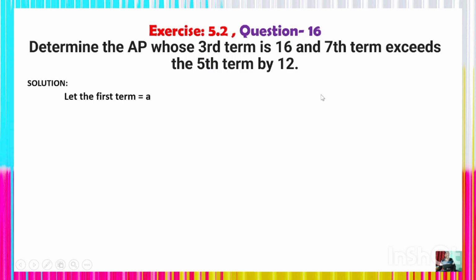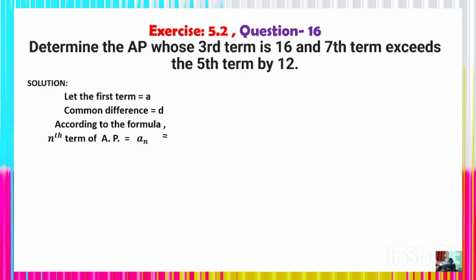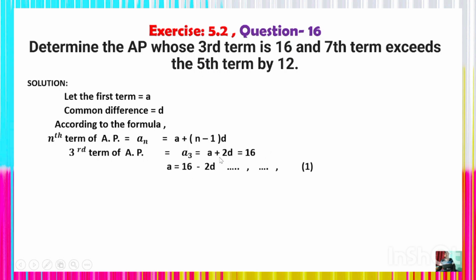Let the first term be a. The common difference is d. So according to the formula, the nth term of the AP, a_n, is equal to a plus (n minus 1) whole into d, and the third term of the AP is a3, which is a plus 2d, which is 16, because it is given that the third term is 16. So a3 is equal to a plus 2d is equal to 16. So a is equal to 16 minus 2d. Now express a in terms of d. So a is equal to 16 minus 2d, which is equation number 1.